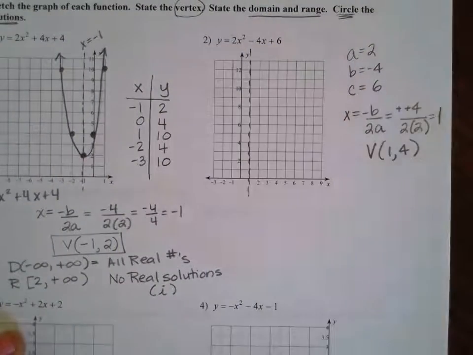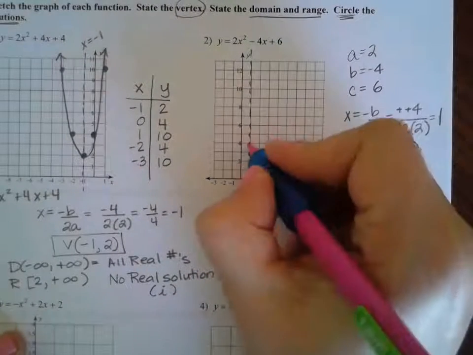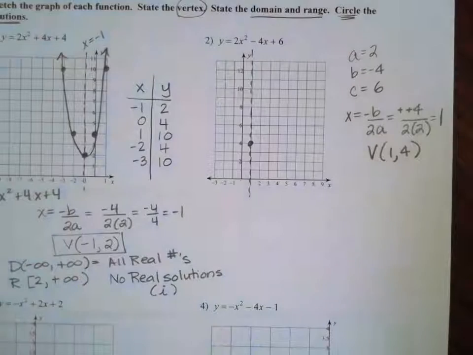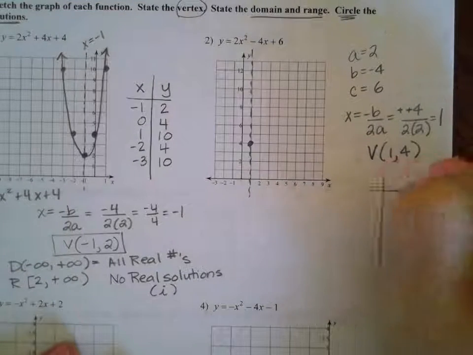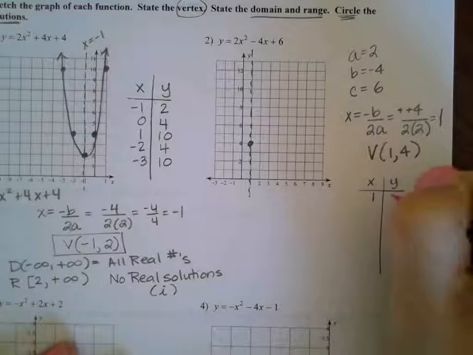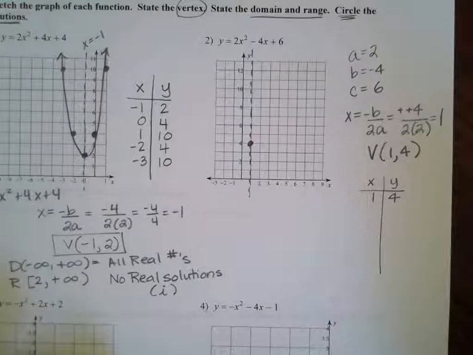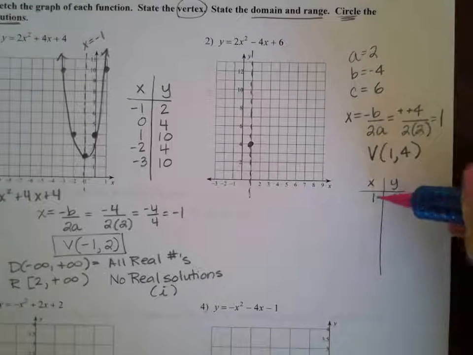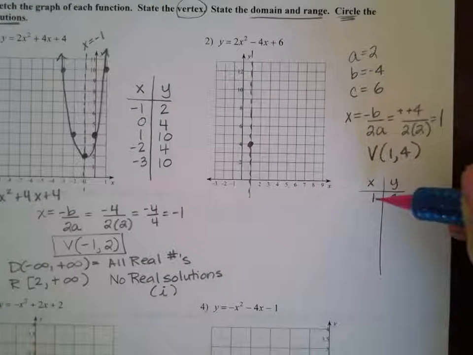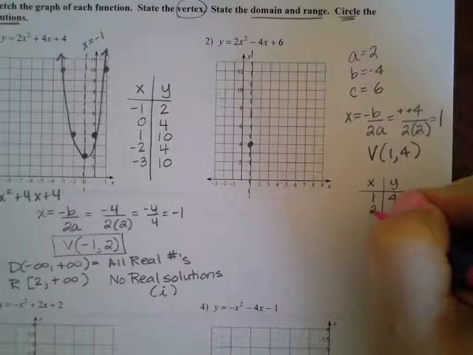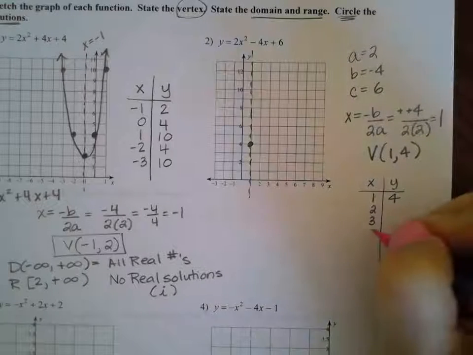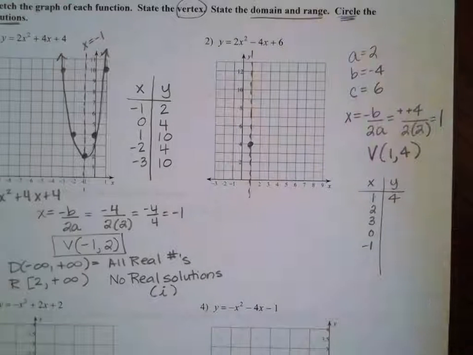Okay? So we're going to go over 1 and up 4 and put a dot right there. Now we need our x and y chart, right? So I'm going to put 1, 4 on there just to help me get an idea of what numbers to pick. I need 2 numbers bigger than 1 and 2 numbers smaller than 1. So how about we do 2 and 3 and 0 and negative 1.